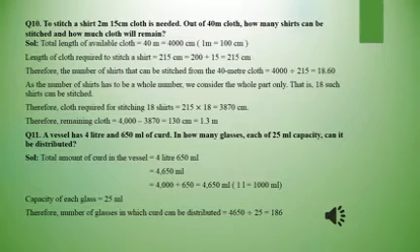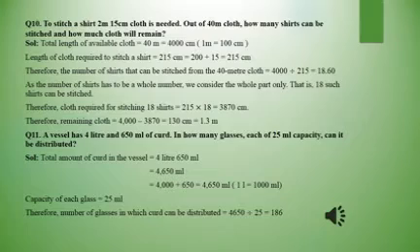So each cloth requires 215 centimeter, and we have stitched 18 such shirts. Therefore, cloth required for stitching 18 shirts would be 215 multiplied by 18, which is 3870 centimeter. So we have utilized 3,870 centimeter of the cloth for stitching these 18 shirts.